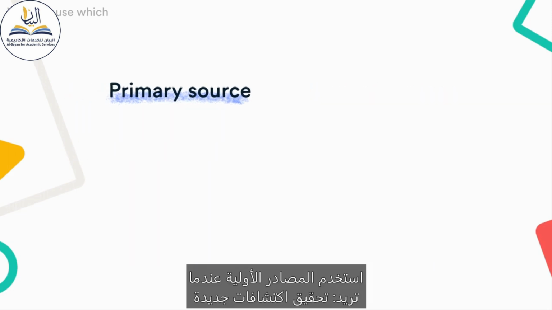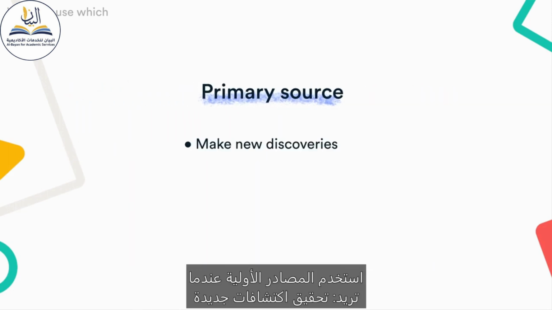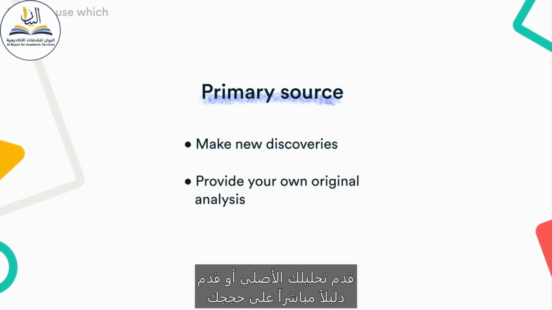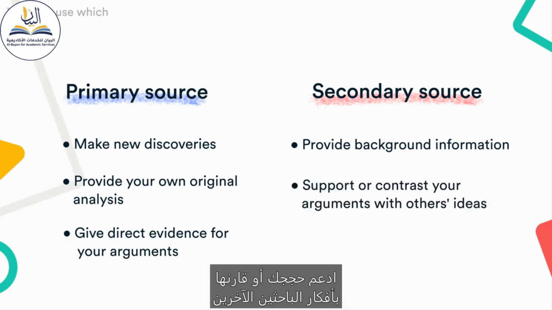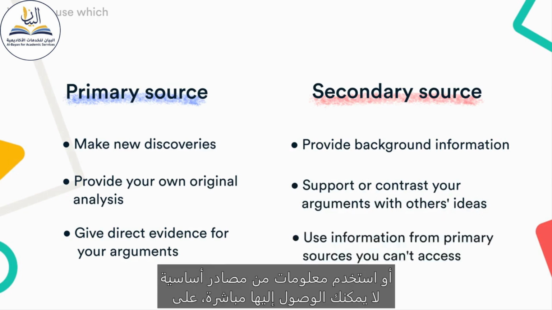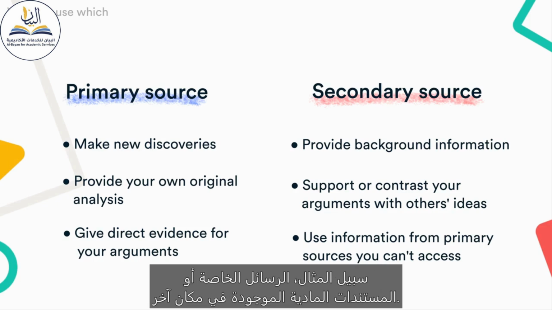Use primary sources when you want to make new discoveries, provide your own original analysis, or give direct evidence for your arguments. Use secondary sources when you want to provide background information on a topic, support or contrast your arguments with other researchers' ideas, or use information from primary sources that you can't access directly, for example, private letters or physical documents located elsewhere.